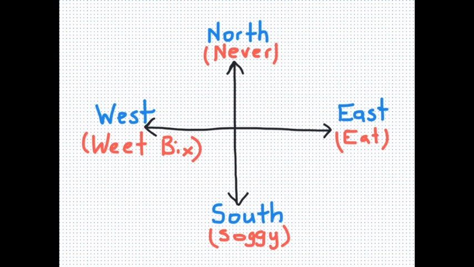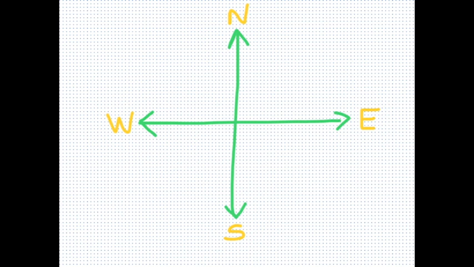So you may have heard the rhyme, a neat little way to remember your directions. We've got north up here, which is Never. We've got east, then we've got Eat, we've got south, we've got Soggy, and then we've got west, Weetbix. Never, Eat, Soggy, Weetbix. You might be able to come up with a rhyme yourself just to help you remember the directions, but this is a very common one. So hopefully now you've got a pretty good understanding. You've got north, east, south, and then west.